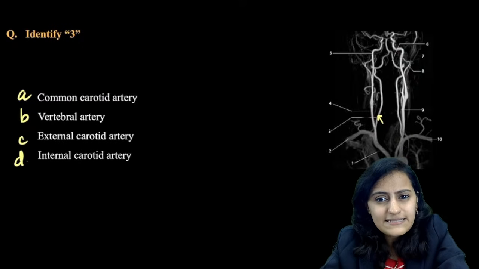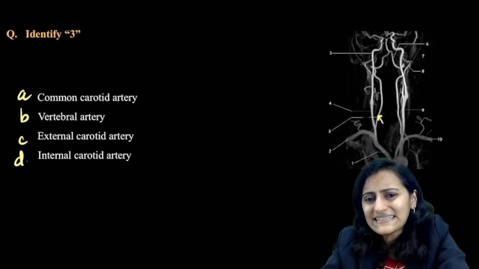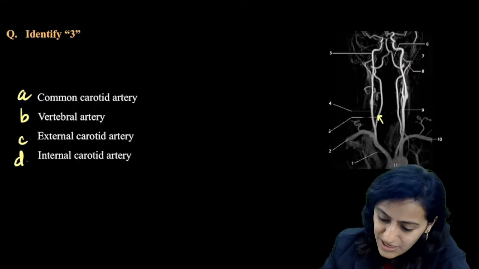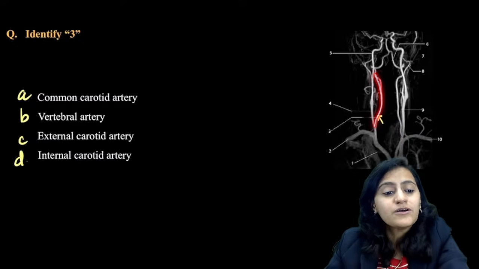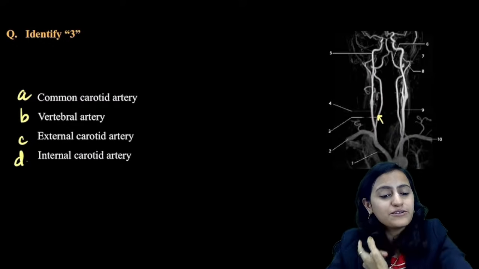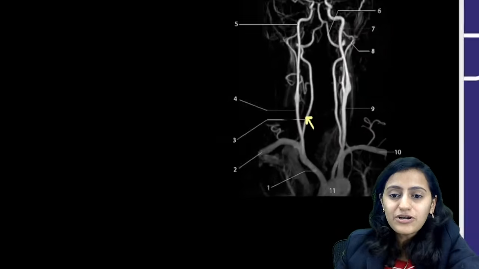Why do I see this confusion here? Majority of you answer it is D, internal carotid artery. The structure which is asked here is this one. Okay, this is the vessel which is asked. Always try to trace the structure. Yes, Manisha, correct.